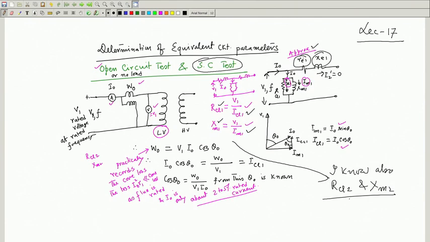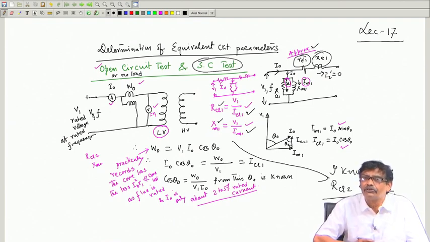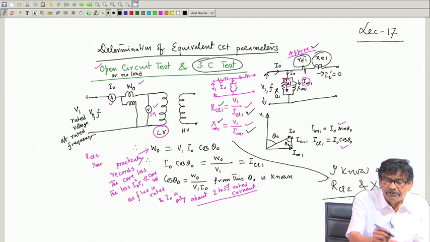Okay, let us see what you have to do. Now, during the short circuit test, although it is always suggested that you better carry out the short circuit test from the high voltage side. Okay, I will first discuss the test, then I will tell you what I mean by this.